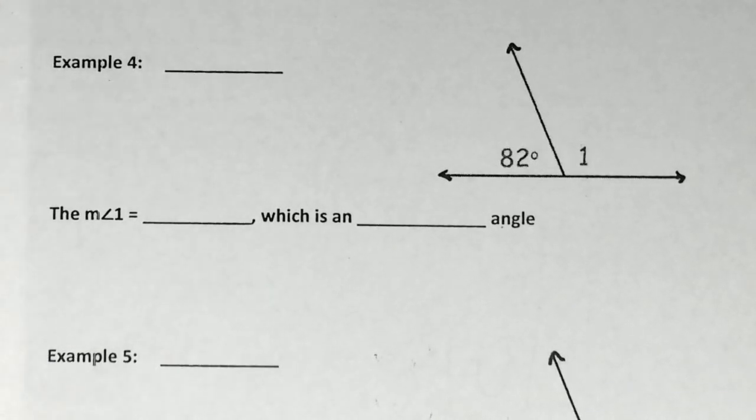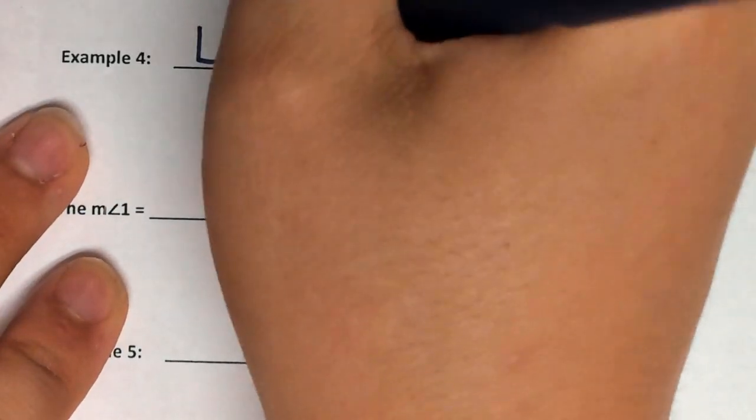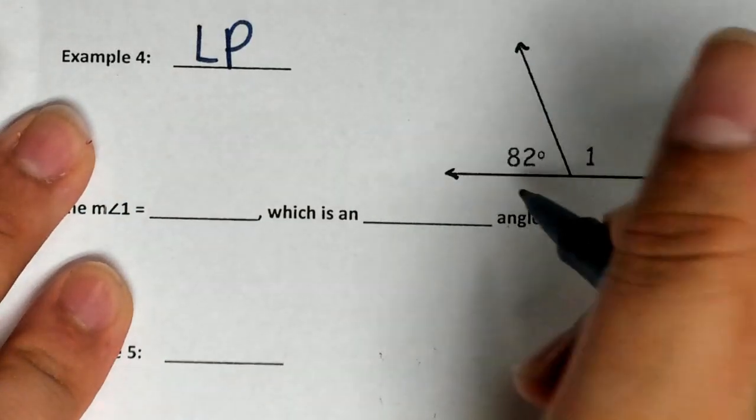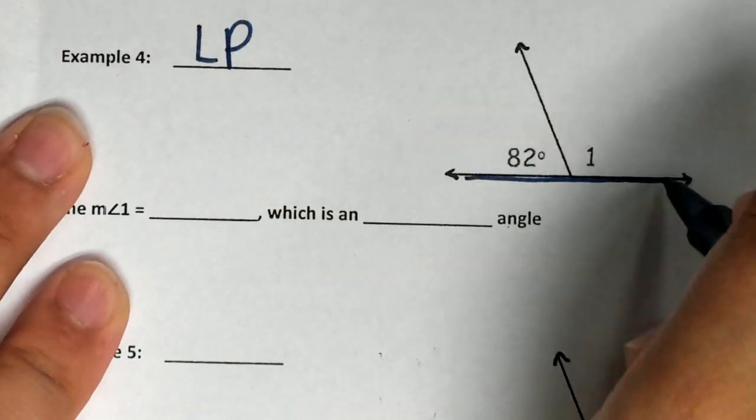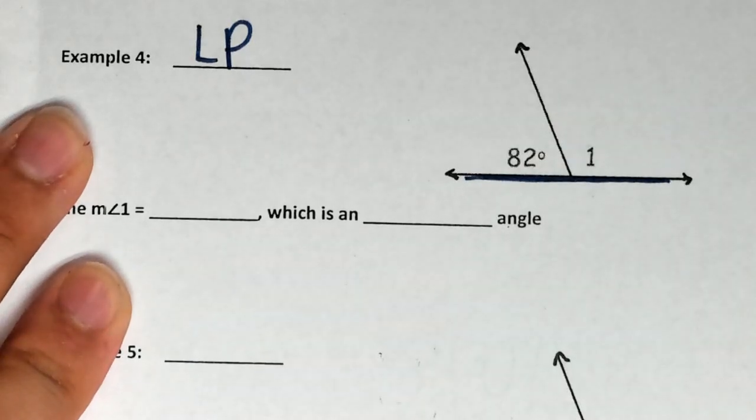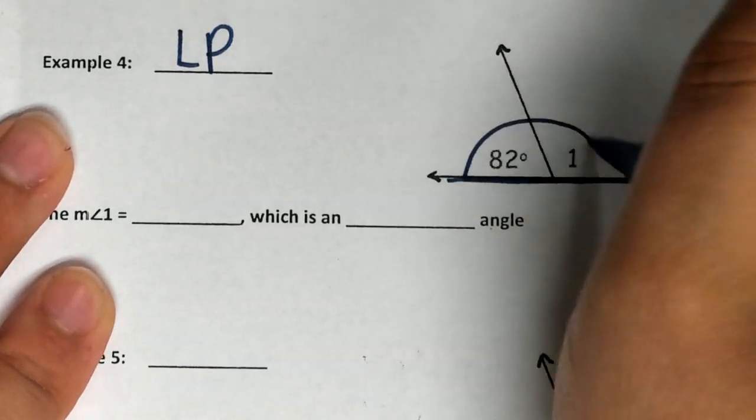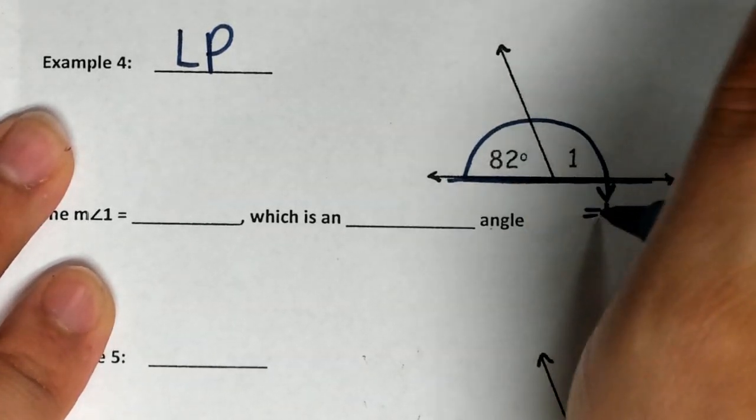Number 4. Are these vertical angles? Are they crossing? Are they 2 lines crossing? No. So this is not a vertical angle. How do we know it's a linear pair? What is right here? There's a straight line. A straight line equals 180. So what do I do?